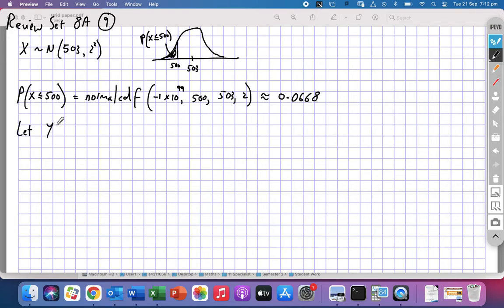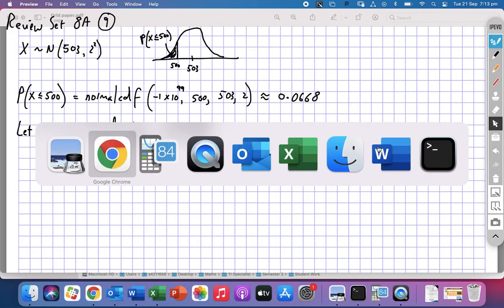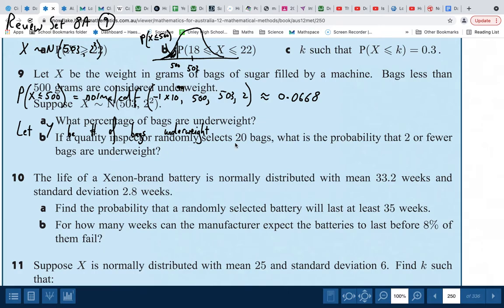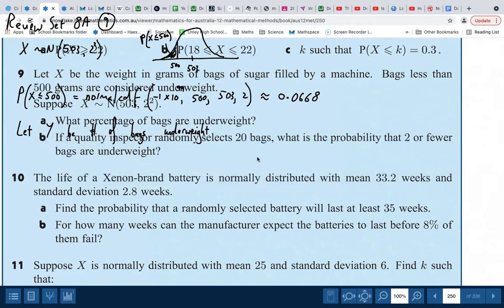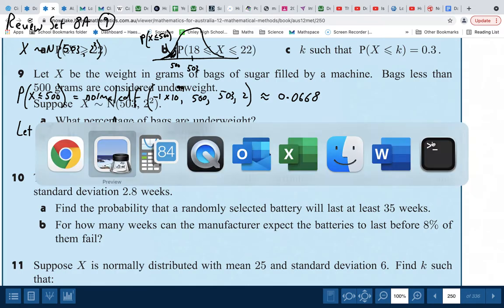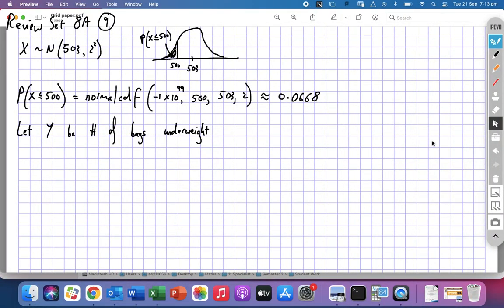Let Y be the number of bags. Was it underweight? I think the question said, what's the probability that bags are underweight? So I'll define it that way. And they want 2 or fewer, do they? Probably that 2 or fewer bags. So that includes 2.